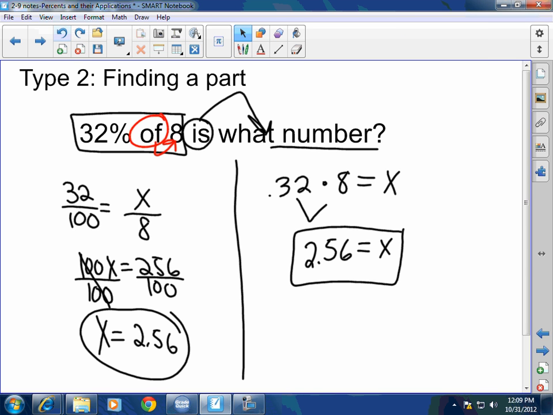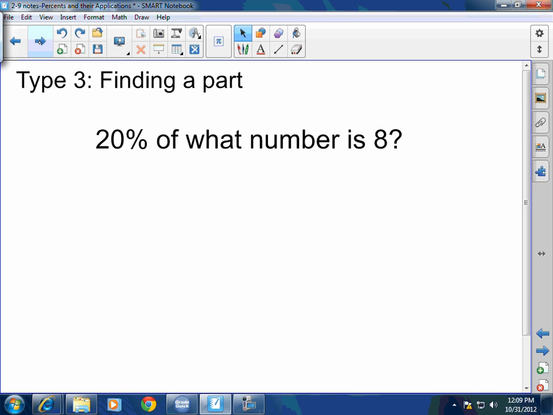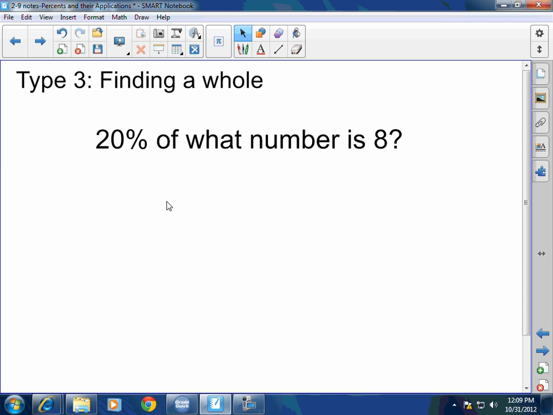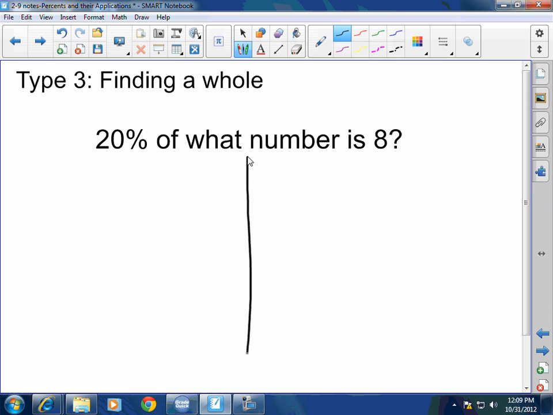Third type of problem is when we are finding the whole. And accidentally I put part here, but it's when we're finding the whole. Okay, sorry about that. So, let's do this. Proportion. 20% of what number is 8?